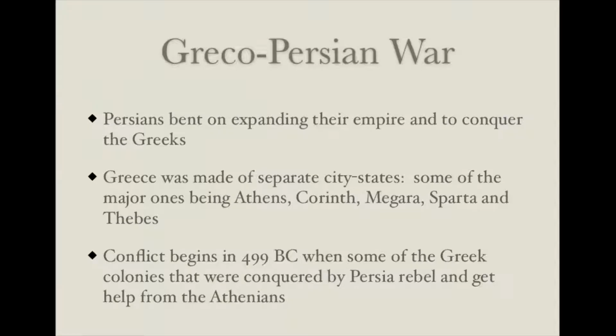Okay, so the Greco-Persian War. The Persians, obviously, were bent on expanding their empire, and Greece was one of those areas they thought, hey, maybe we can go over there and take over. So Greece was made up of separate city-states. It wasn't like one kingdom. You had some of the major ones: Athens, Corinth, Megara, Sparta, and Thebes, right?